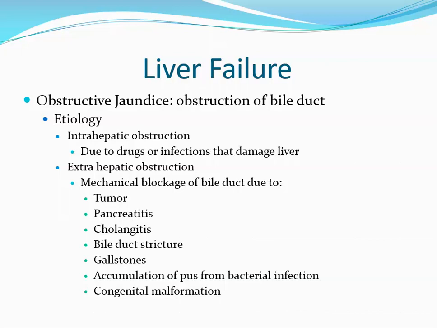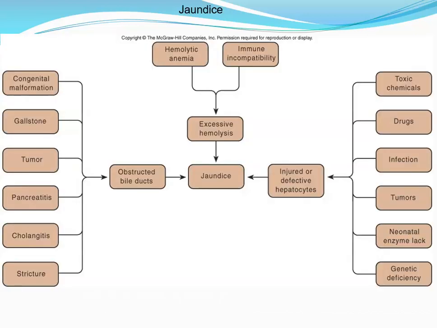This is biliary atresia, where the duct is either inadequate to drain the bile from the liver, or there is not enough of the duct to do the job. This is showing the three main causes of jaundice: excessive hemolysis and what causes that, obstructed bile ducts, what causes that, injured hepatocytes and its causes.